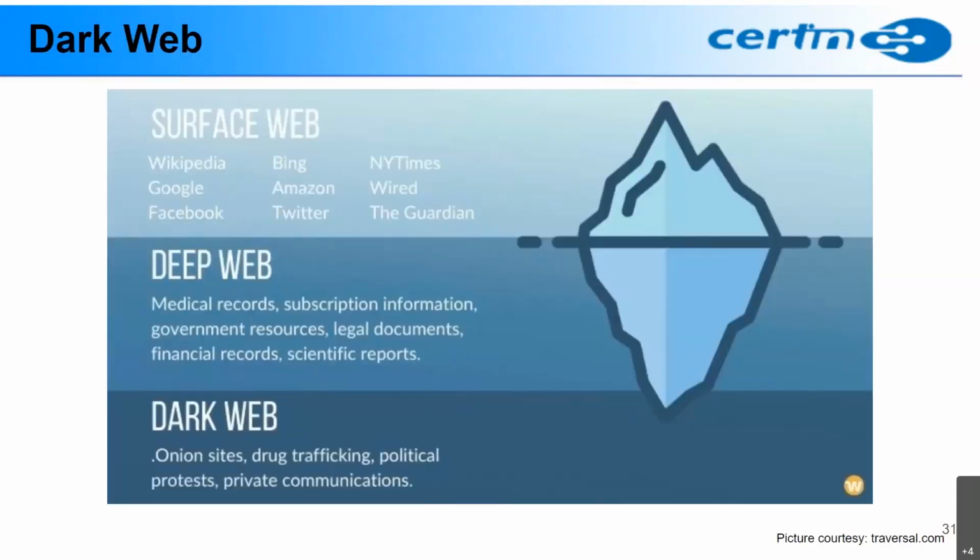And one last thing is, many people get confused about the difference between the deep web and the dark web. The dark web consists of only the onion websites which are being used. The deep web consists of all the data which is not searched by the search engines. For example, there is a lot of data which is not indexed by Google, like medical records, subscription information, government resources. These things can be considered the deep web. And the surface web is everything which is publicly available over the internet.